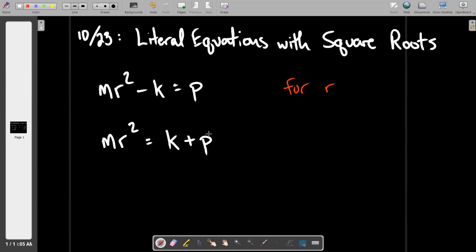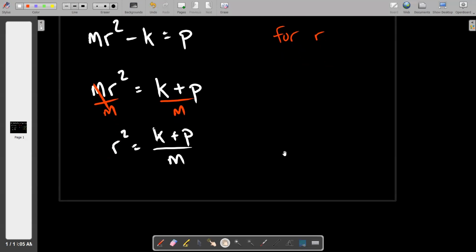Yes, we're going to divide by m. And that will not mark the end of the problem, right? So if I divide by m, unlike the last time, this one will not be over. So I'm going to have r squared equals k plus p over m. Now, previously, if I did tinker with an exponent, I would have asked you to solve for r squared, and you would have put a box around it and said, I'm done. Woo! But not anymore.